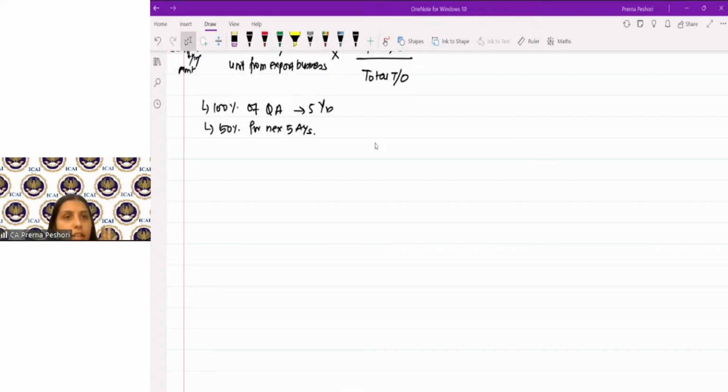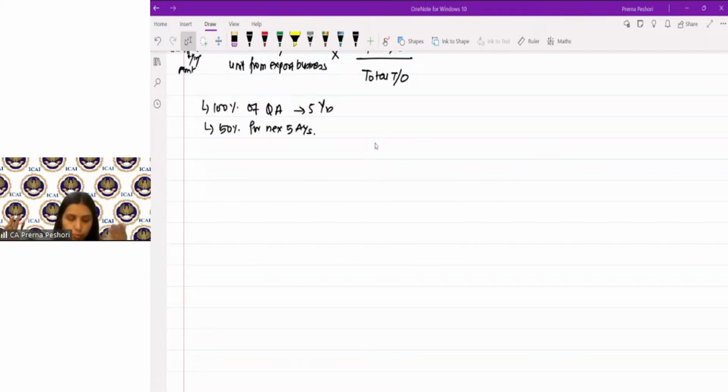Similarly, 80GGA, which is in respect of scientific research. Again, it says assessee only. It does not say any non-resident or resident. 80GGB is for the Indian company. 80GGB, which is for donation to the political parties, is only for the Indian company. And 80GGC is for every other assessee. Clear? Okay, Jacob.